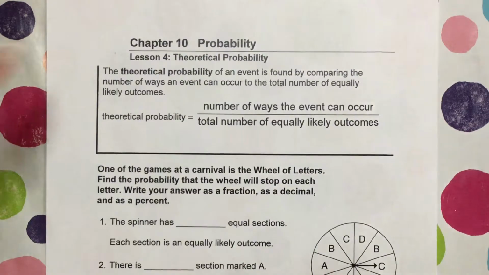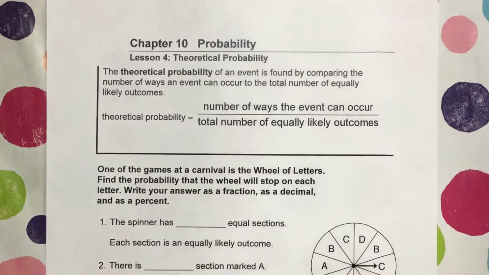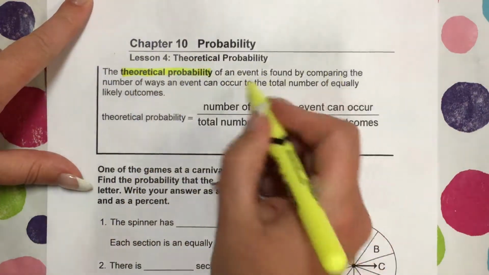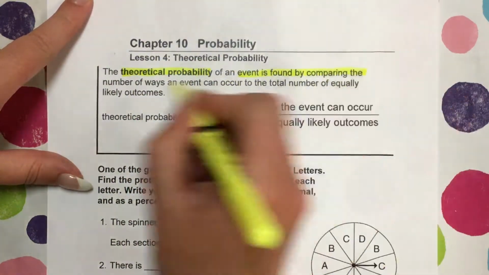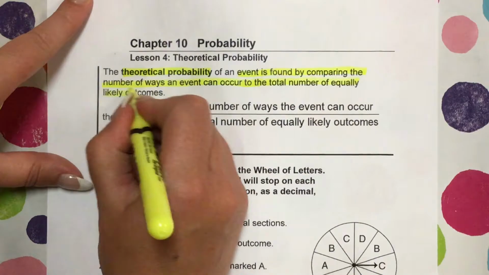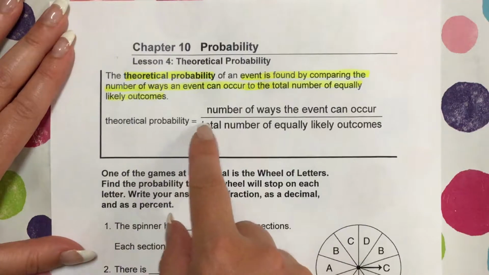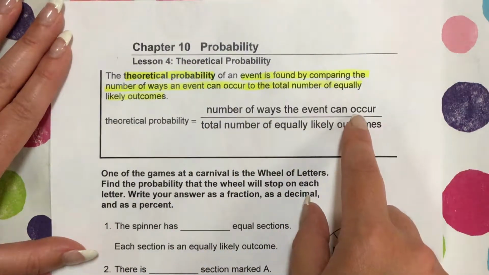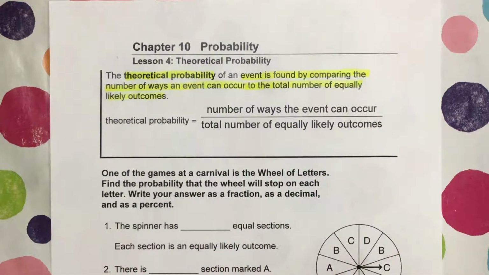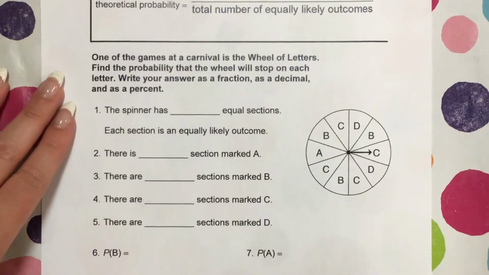Hello, hello. We are back with Chapter 10, Probability, focusing on Lesson 4, Theoretical Probability. Now, the theoretical probability of an event is found by comparing the number of ways an event can occur to the total number of equally likely outcomes. So here we have theoretical probability. That is the number of ways the event can occur over the total number of equally likely outcomes. So let's look at how a problem like that might look for theoretical probability.